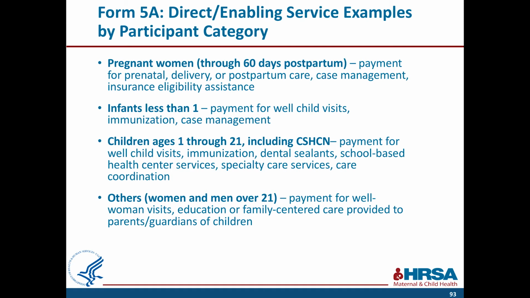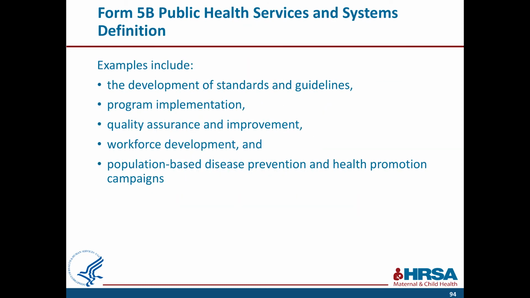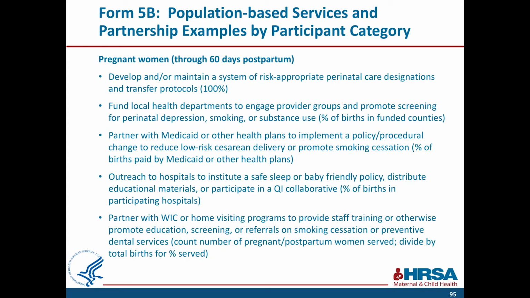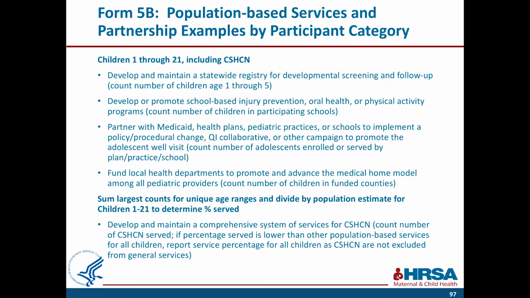And these again are based on what we've learned from the states in the work group, and what we have also learned from reading your application annual reports. So Form 5B, your public health services and systems. Examples could be development of standards and guidelines, program implementation, quality assurance and improvement, workforce development, your population-based disease prevention and health promotion campaigns. Again, here is what comes right out of that glossary. So lots of examples, and it's for every category.